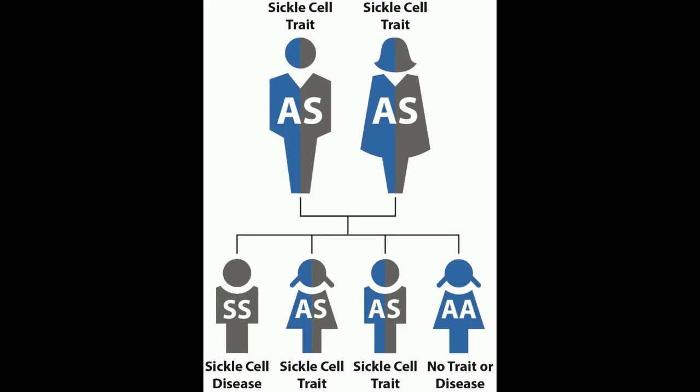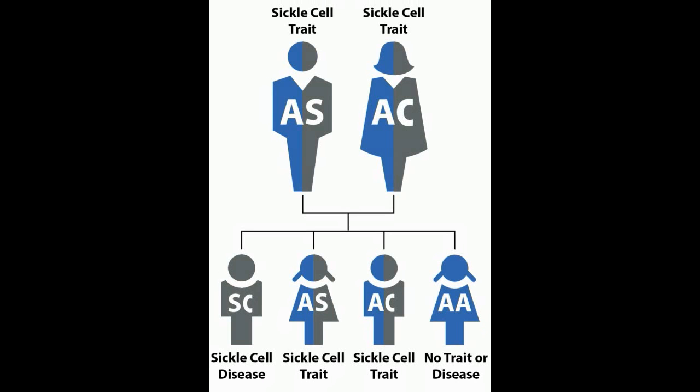This illustration shows that if two people who have sickle cell trait marry each other, in each pregnancy, the child has a 1 in 4 chance of having the normal genotype AA, a 1 in 2 chance of having the genotype AS, and a 1 in 4 chance of having the genotype SS. This is already a high-risk relationship. The same scenario plays out if one partner has AS and the other has AC genotype.